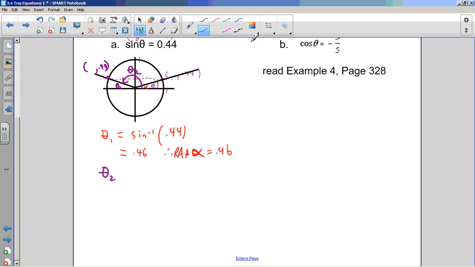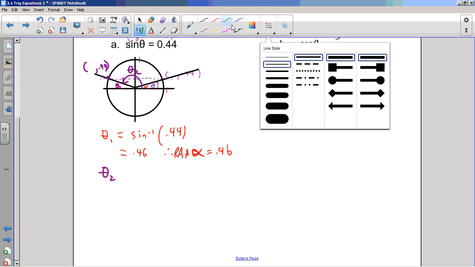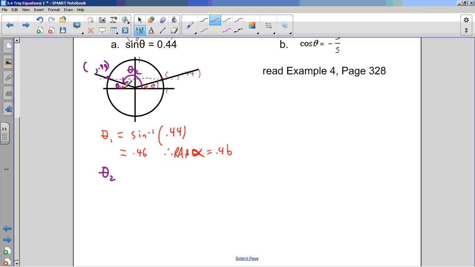How do I get theta 2? Well, theta 2 is, where's my related acute angle? There's my related acute angle there. Well, it's almost pi, except for the related acute angle, which is 0.46. So if I wanted to state what theta 2 is, it's pi subtract the related acute angle of 0.46. And in your calculator, you just put in second function pi, and don't use 3.14. Use your pi button exactly. Pi subtract 0.46 is equal to 2.68. Notice these are the principal solutions.